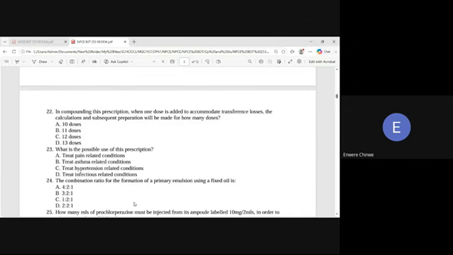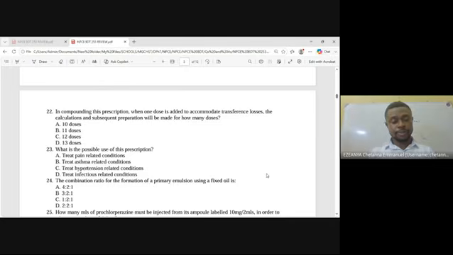In compounding this prescription, when one dose is added to accommodate transference losses, the calculation and subsequent preparation will be made for how many doses? A, 10 doses. B, 11 doses. C, 12 doses. D, 13 doses. What's the answer?